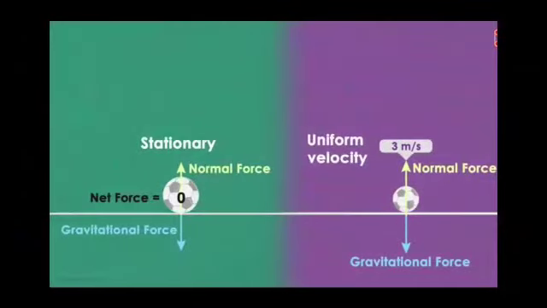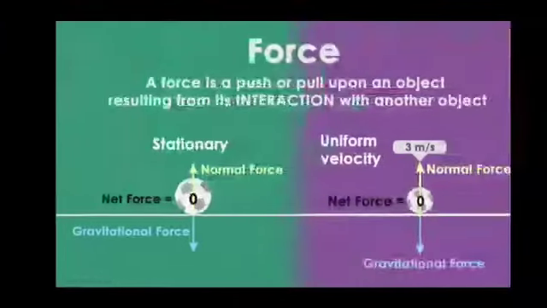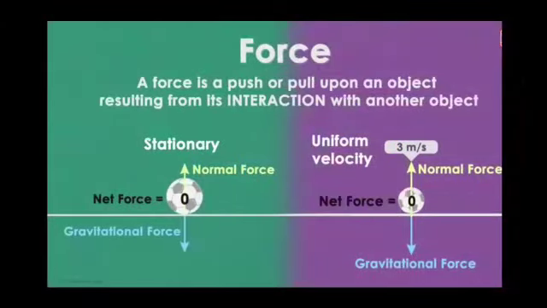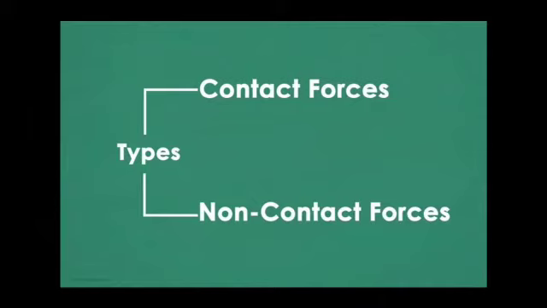So, if the object is stationary, do not assume that there is no force acting on it. And if the object is in uniform motion, do not assume that there is some net force acting on it. So, what is force? A force is a push or pull upon an object resulting from the interaction with another object. Next, we will learn about types of forces.